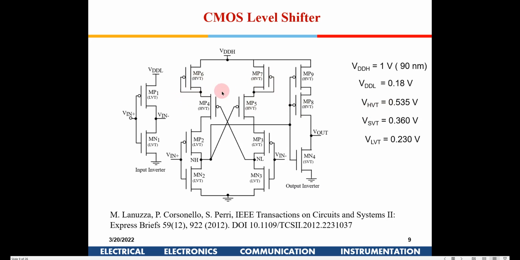They had not mentioned these figures, but since they mentioned 90 nanometer technology, I picked up these specs from the 90 nanometer. So if I put that, this is a diode-connected HVT. When you use these PMOSFETs as diodes, you will find this much voltage being dropped across these PMOS. So the voltage available here will be close to 0.45 volt only, right?